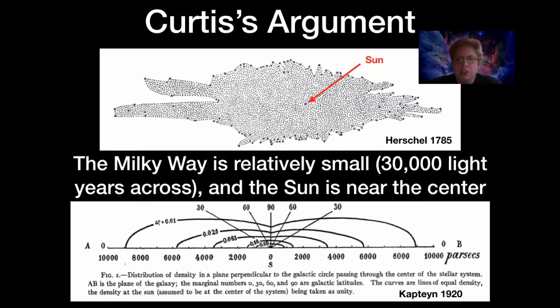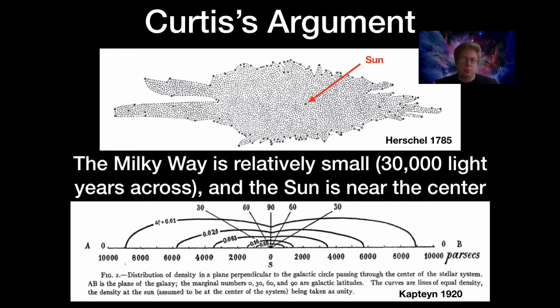Curtis was a believer in these maps of the Milky Way that were made by people like Herschel and later by Kapteyn. And what they did is they looked at the stars in all directions of the sky and they counted them in each direction, and they tried to figure out based on that just how far the stars extended and in which directions they were more prevalent. So what these measurements eventually concluded is that the Milky Way is relatively small. Now, when I say small, I mean in astronomical terms. The Milky Way is about 30,000 light years across, and the sun is positioned near the center of this group of stars.